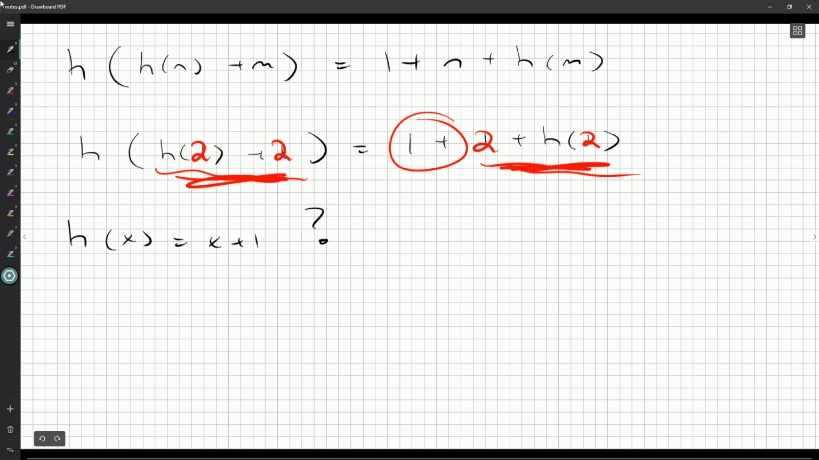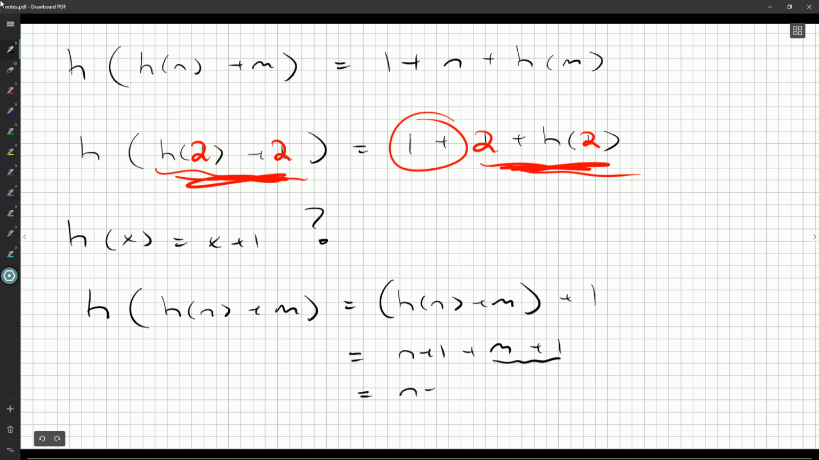Because that's a nice, fairly simple function. So let's see. H of n plus m would be h of n plus m plus 1, because that's my input, that's my x. So there's that plus 1. And then h of n would be n plus 1. But then I can take this m plus 1, and that would just be h of m, which is exactly what we want.